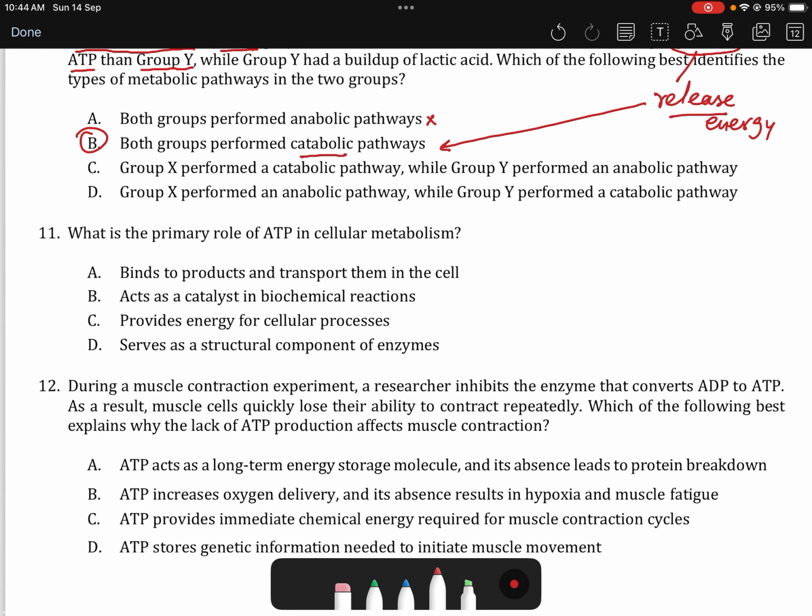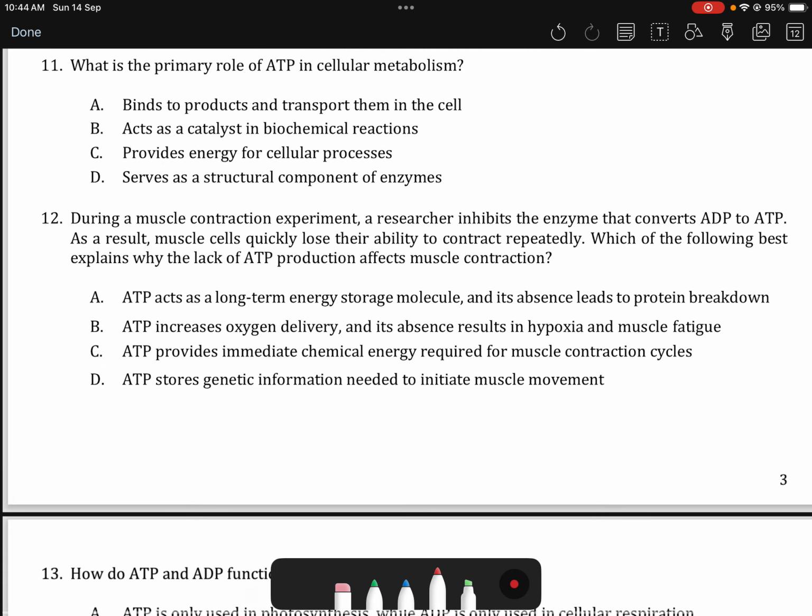What is the primary role of ATP in cellular metabolism? So what does ATP do? ATP provides energy. It's the energy currency. So this is the answer: provides energy for the cellular processes.